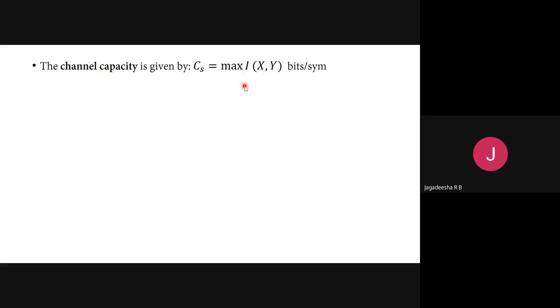And then finally, take the maximum of all these I(X;Y)1, I(X;Y)2, these two. And choose that maximum, that gives the channel capacity. So many bits per symbol. So that is the equation for channel capacity of this BEC, binary erasure channel.